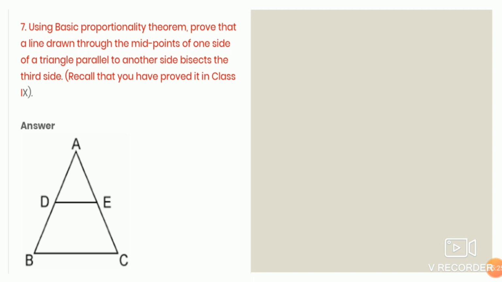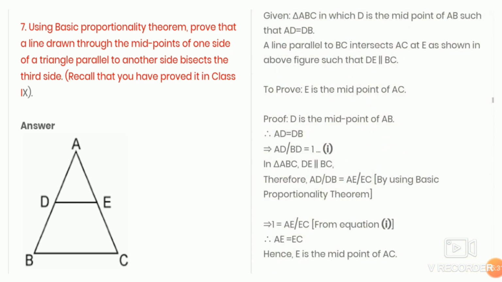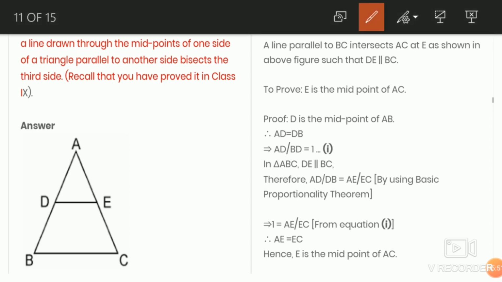Recall that you have proved it in class 9. So before anything, let us consider a triangle ABC where D and E are 2 points. So we have to prove that a line drawn through the midpoint of one side of a triangle. So here let us consider that D is the midpoint of AB such that AD is equal to DB. So we can consider AD is equal to DB because we have considered D as the midpoint. Now through D we are passing a line which is parallel to BC.